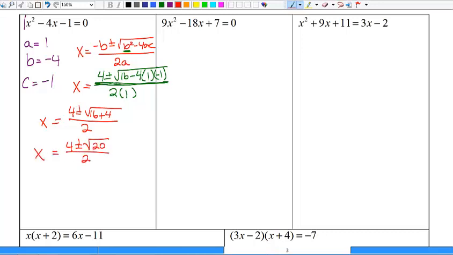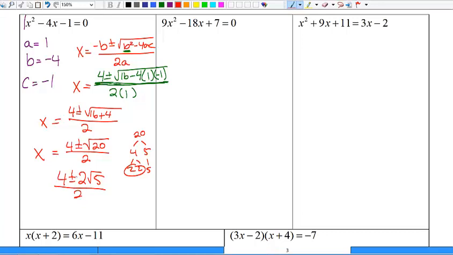So I carefully worked out the arithmetic underneath the radical. Step 4 says, if possible, simplify the radical. Okay, let's see if we can do that. 20, that's 4 and 5, 2, 2, and yep, this works. So that's 4 plus or minus 2 square roots of 5.